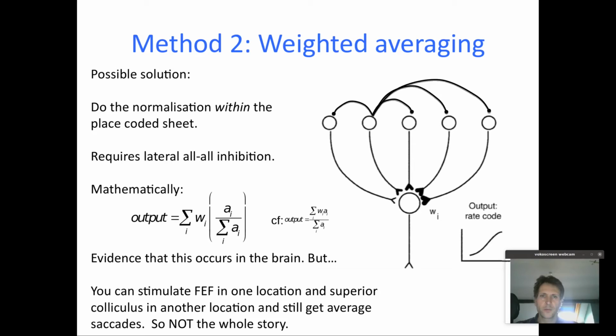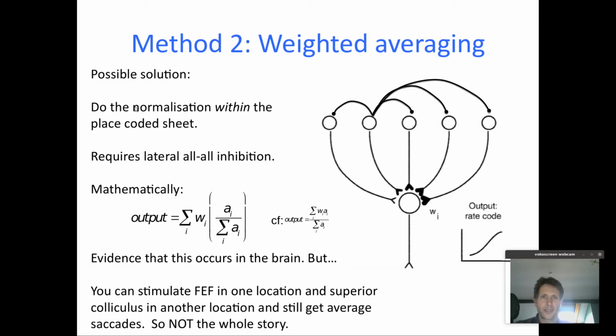Okay, so a possible solution to achieving weighted averaging that some authors have suggested, and Groh refers to this in the paper on page 161, is to use lateral inhibition to achieve the normalization. So if you search normalization and lateral inhibition, or lateral inhibition and division on a Google Scholar search or something similar, you'll come up with lots and lots of papers.